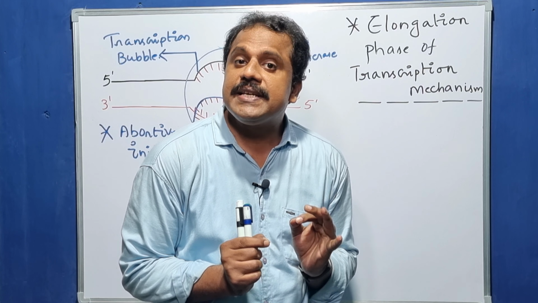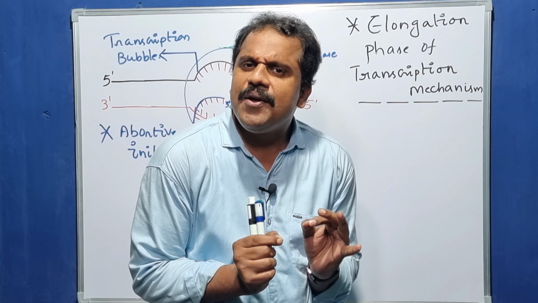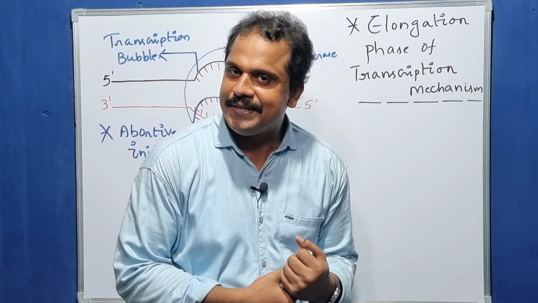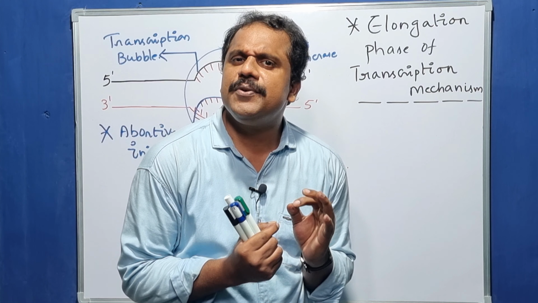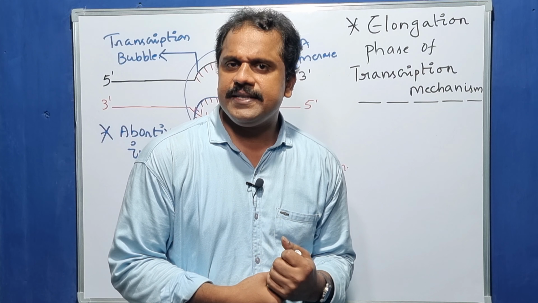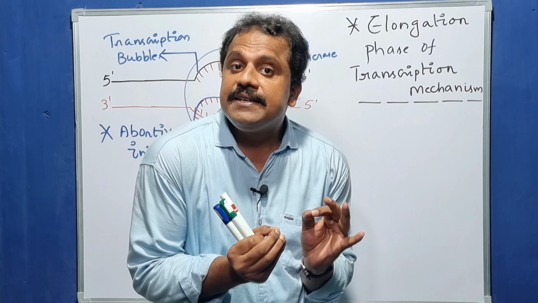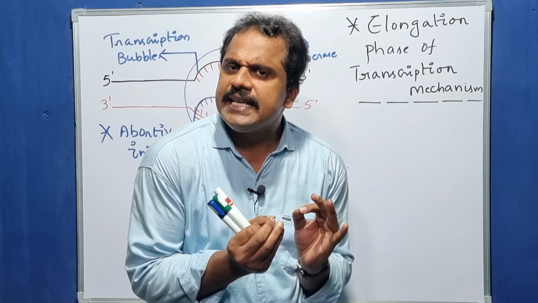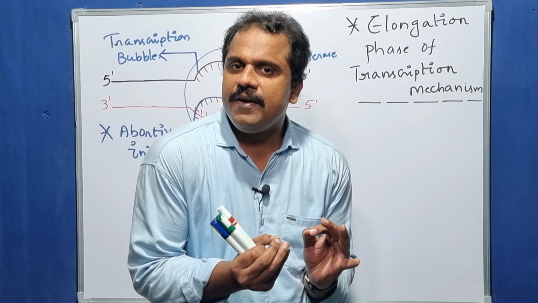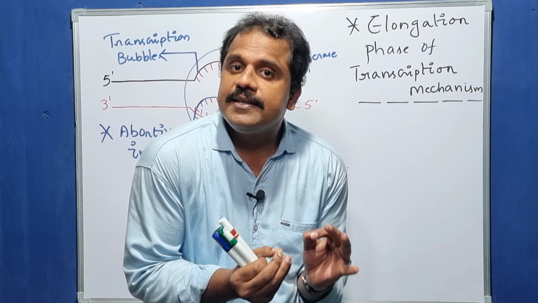So in this video session we will be studying the elongation phase of the transcription mechanism in prokaryotes. So what exactly happens during the elongation phase? As I have already mentioned earlier, during the initiation phase of transcription, the specific RNA polymerase enzyme, by taking advantage of sigma factor, is capable of recognizing the promoter region.